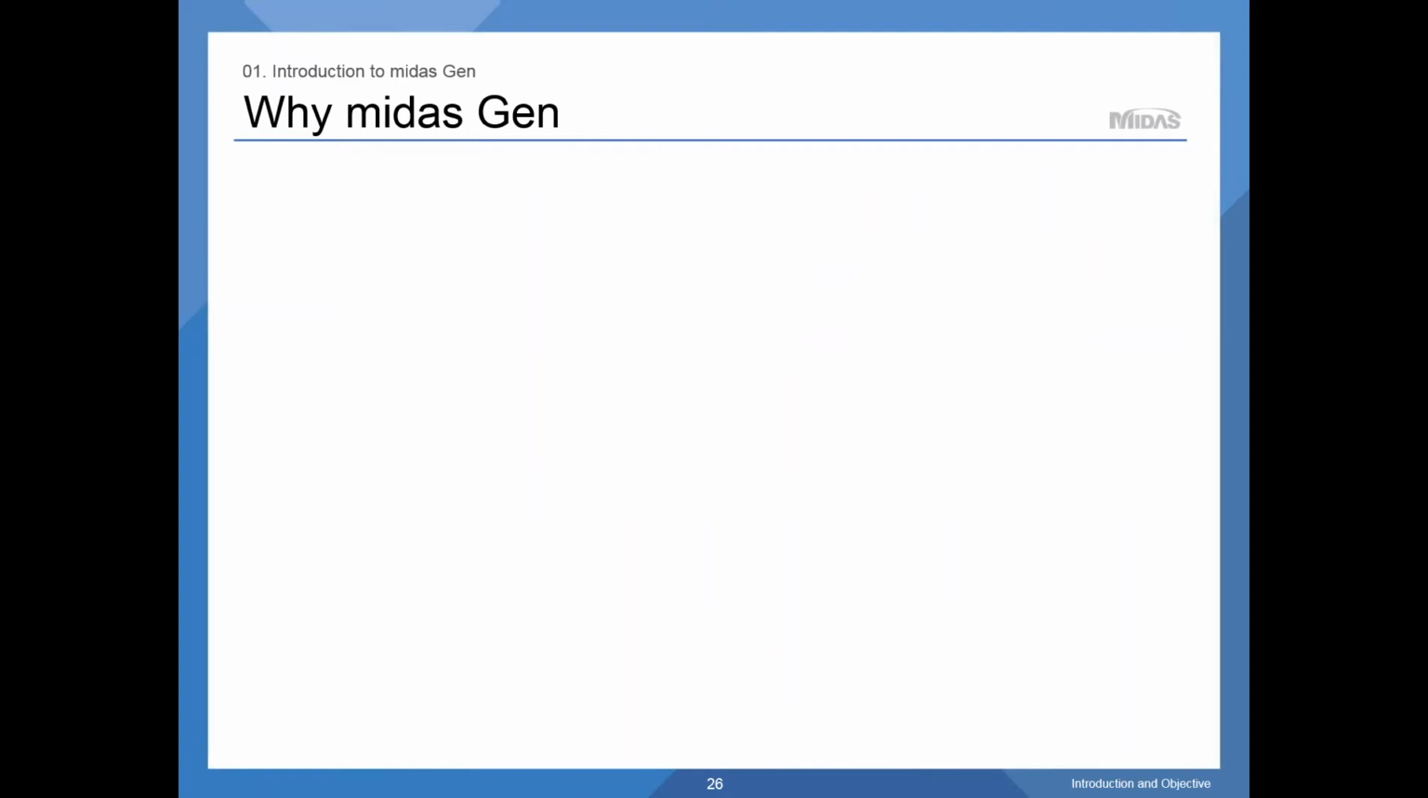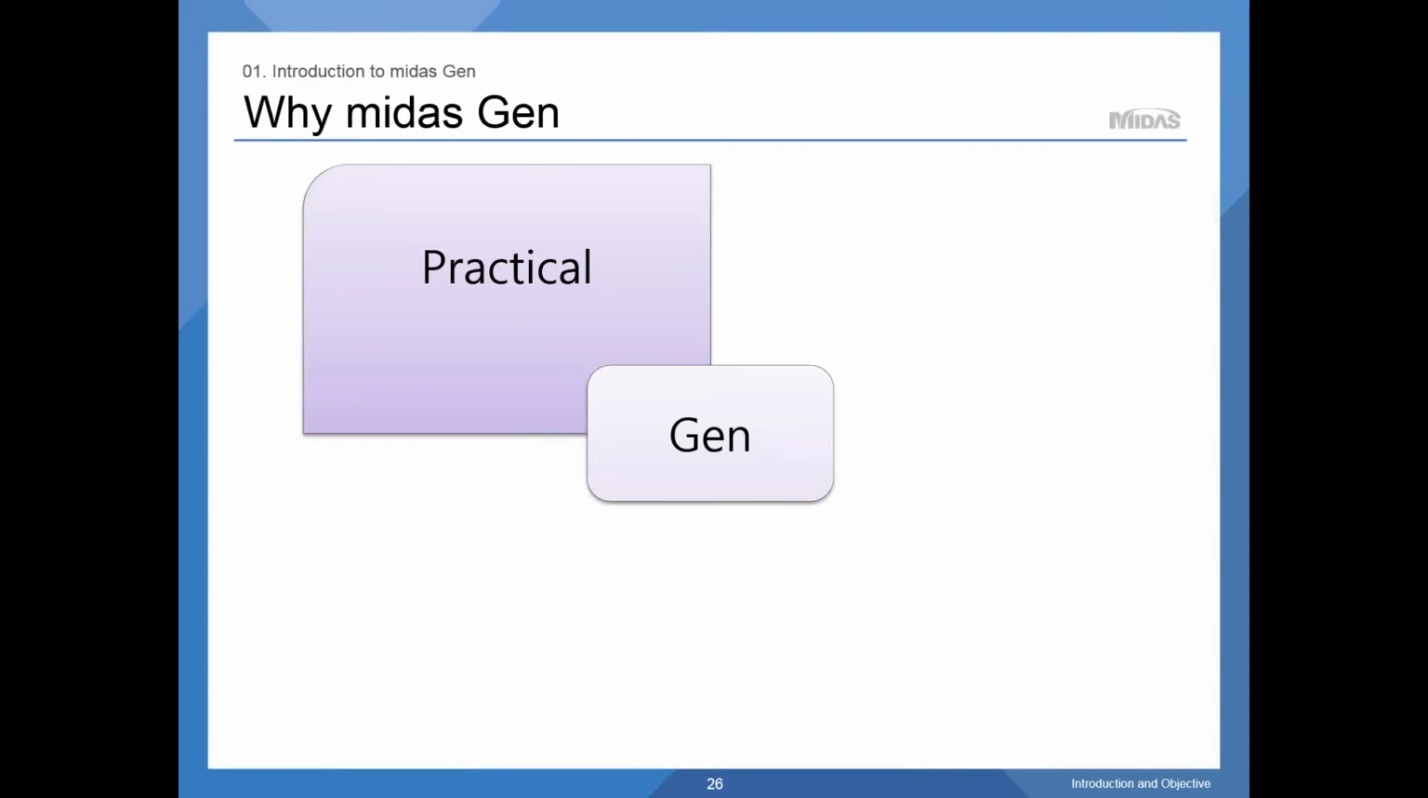Why Midas Gen? Basically, Midas Gen has four advantages. The first one is practical. When I say practical, I mean it covers all kinds of projects, including RC, steel, SRC, PSC, and composite, as we discussed earlier as well. So basically, this comes as a one-stop solution for you, which serves as an integrated solution as well.